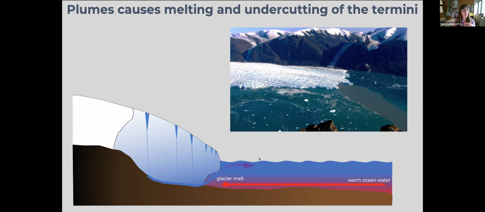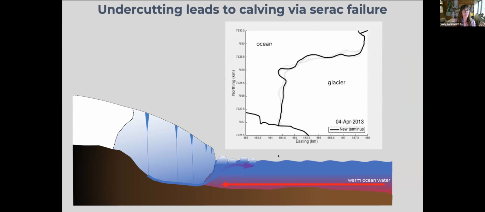And so we know that this process is both causing the buoyant plume to rise, but as it's doing that, it's entraining this warm water at depth towards the glacier, and that enhances melt at the grounding line, which causes undercutting. And that undercutting can also lead to calving.